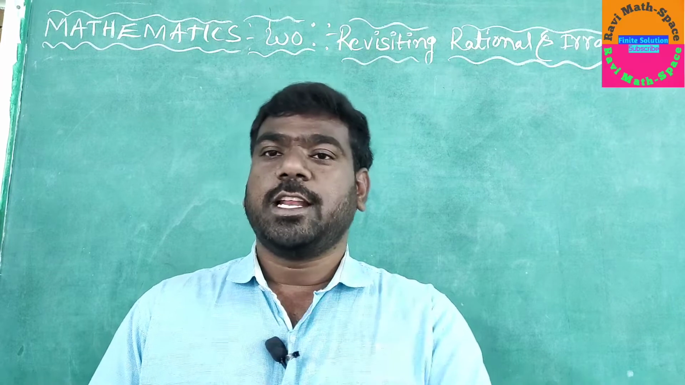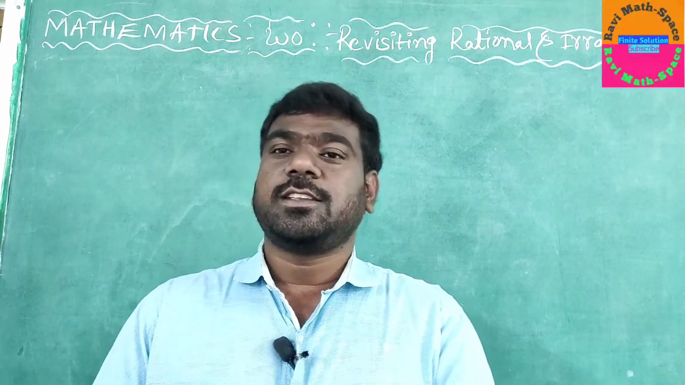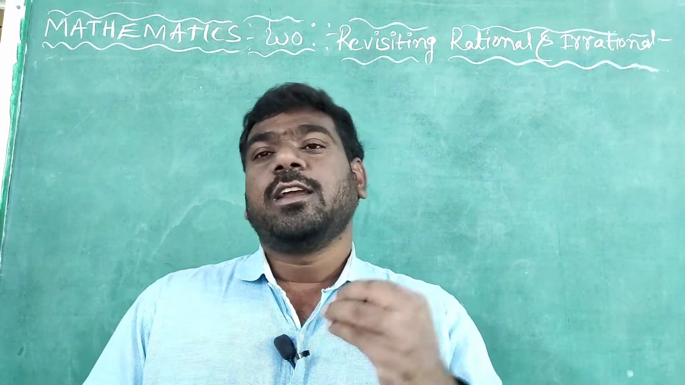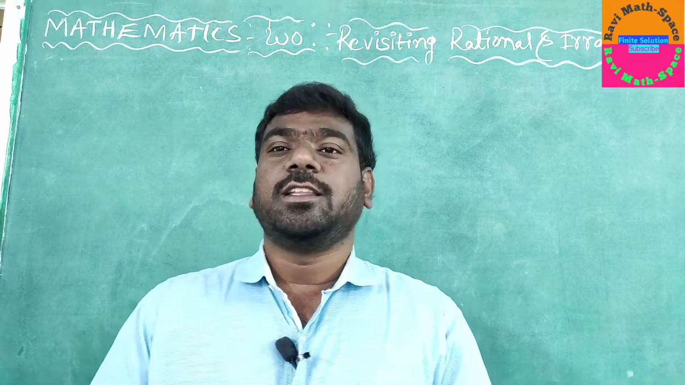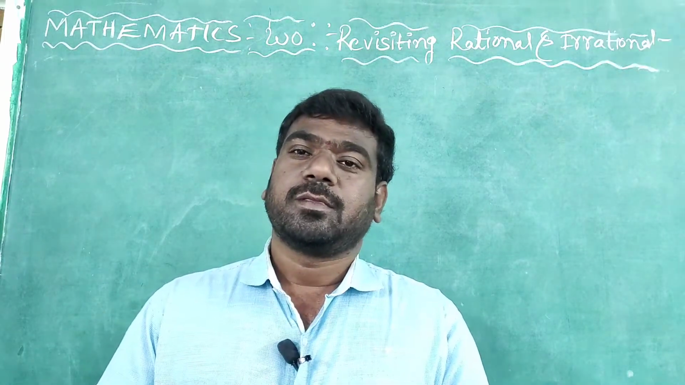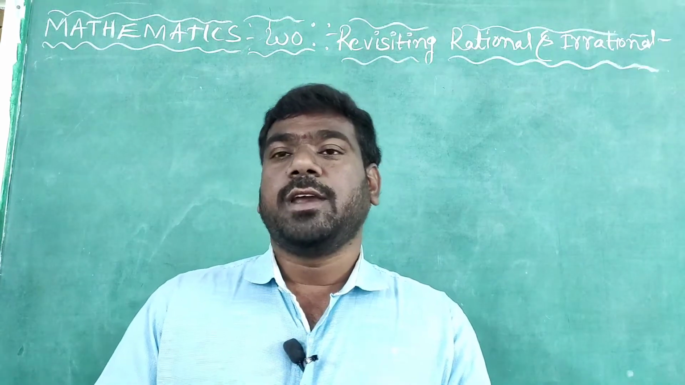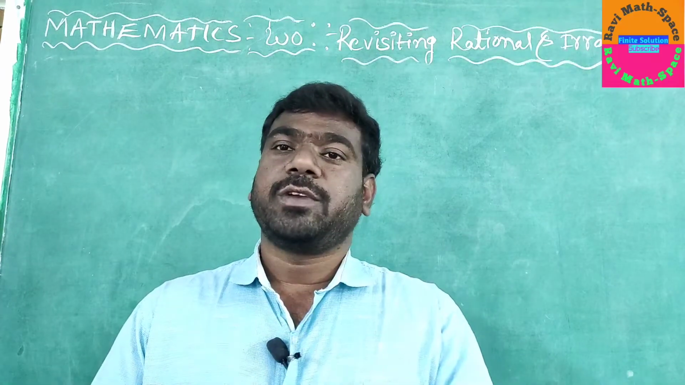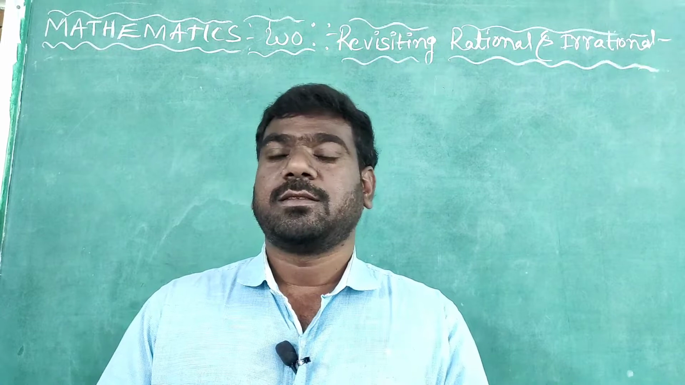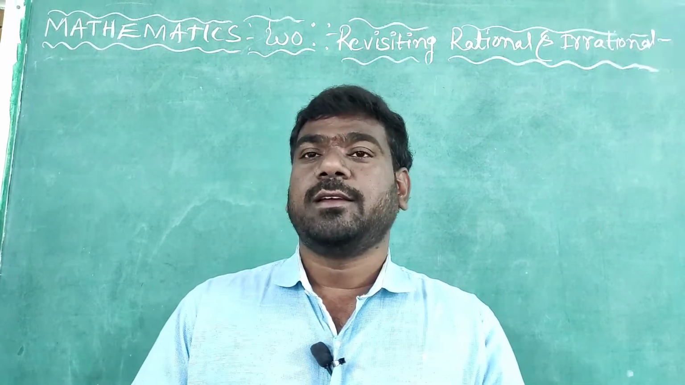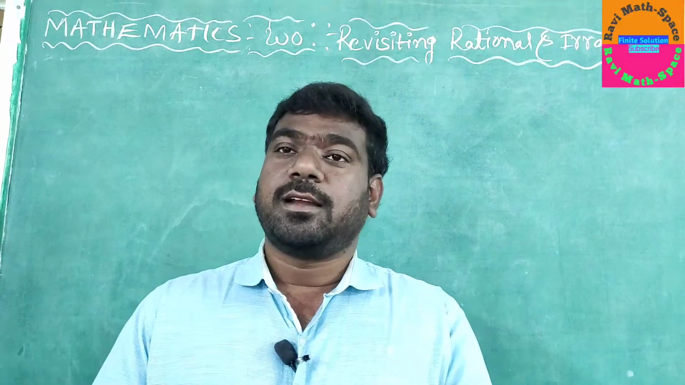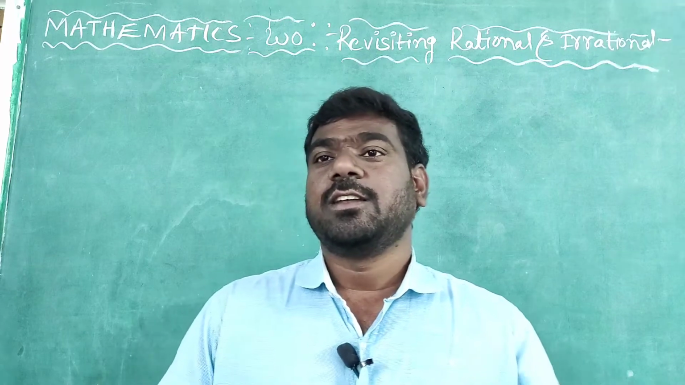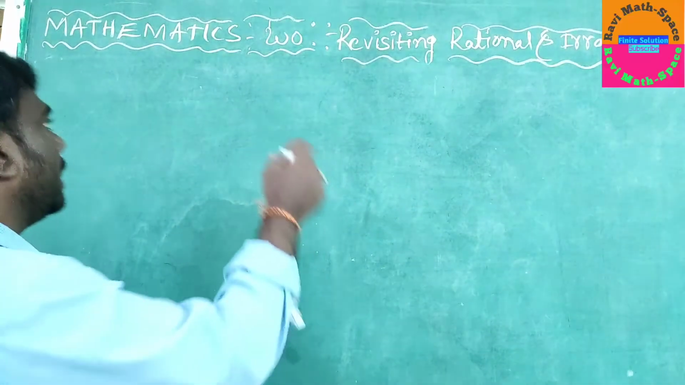Next one is the irrational number. What is the meaning of irrational number? Exactly opposite to rational numbers. It means a number which cannot be represented in the form of p by q, where p and q are integers and q is not equal to 0. Such numbers are called irrational numbers. What can we conclude here? Real numbers are the set of rational and irrational numbers.